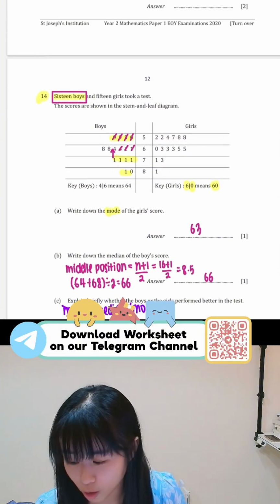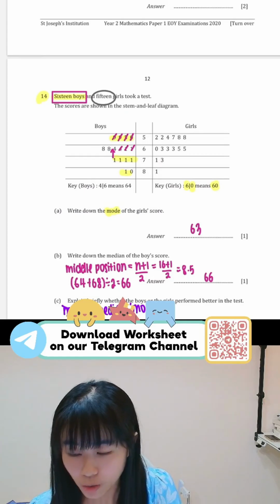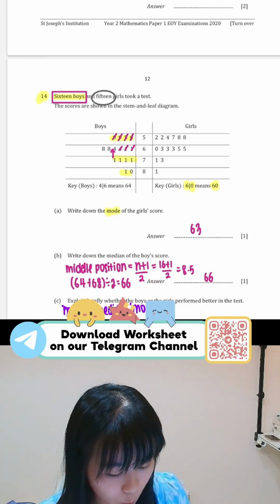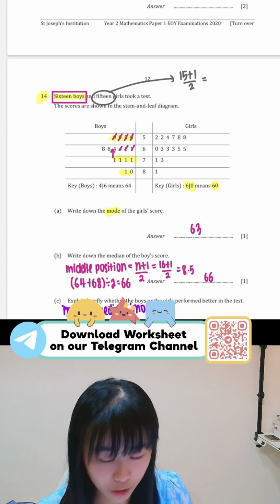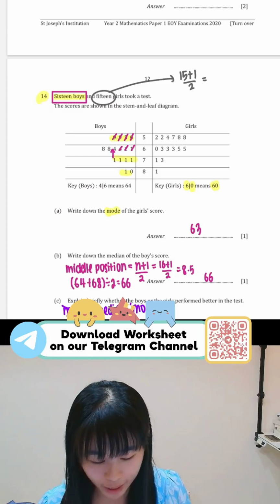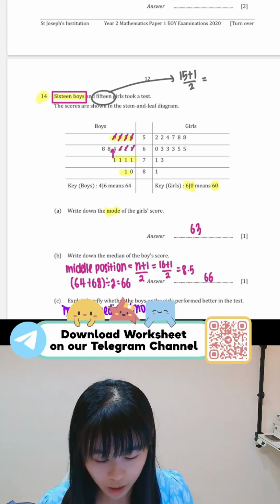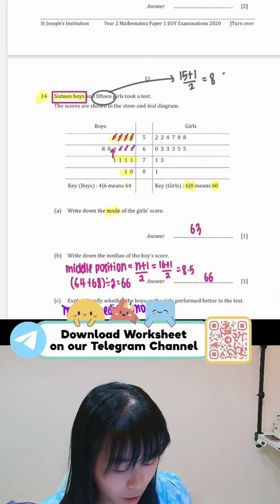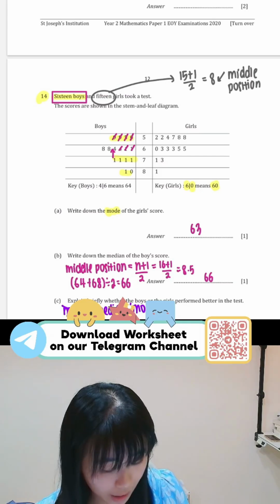So let me go to the data and you will know that there are 15 girls. So if there are 15 girls, your middle position is 15 plus 1 divided by 2. By the way, just to recall again, this formula you need to memorize: N plus 1 divided by 2, find middle position. So you will know the middle position must be the 8th number.